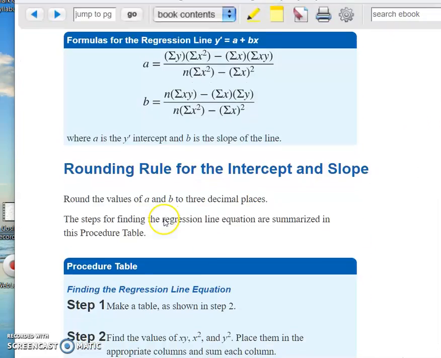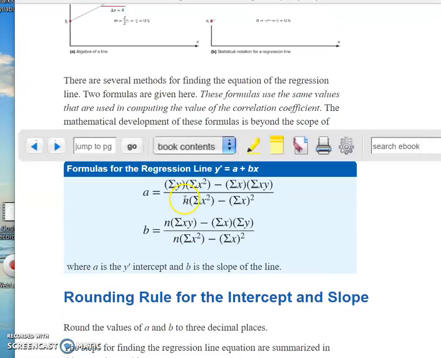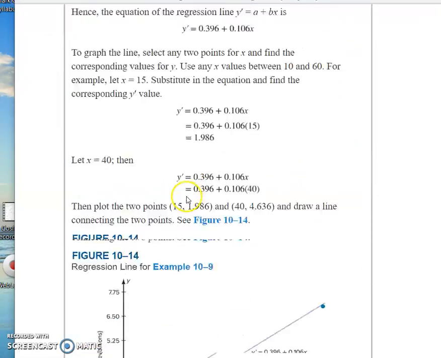Okay, so let's move on here. And obviously we have a rounding rule. I think I mentioned that before.